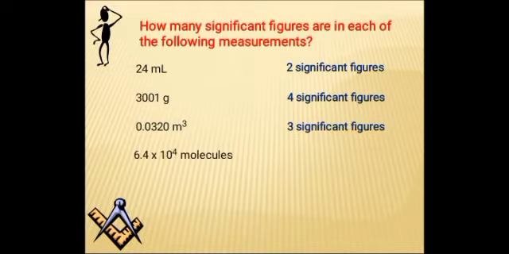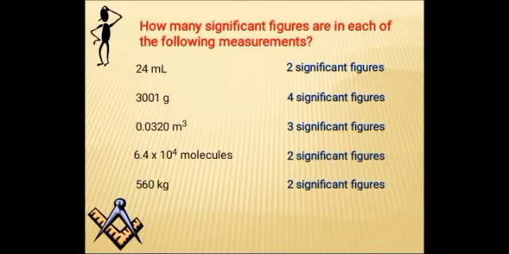Yes. Next is 6.4 into 10 raised to power 4. Yes, this is scientific notation. If we get a value in scientific notation, it means that the 10 raised to power 4 we will not count. Only we will count the coefficient 6.4. So how many significant figures? 2. Okay. Next is 560. The 0 after 2 non-zeros is not counted. The value will be 2 significant figures.